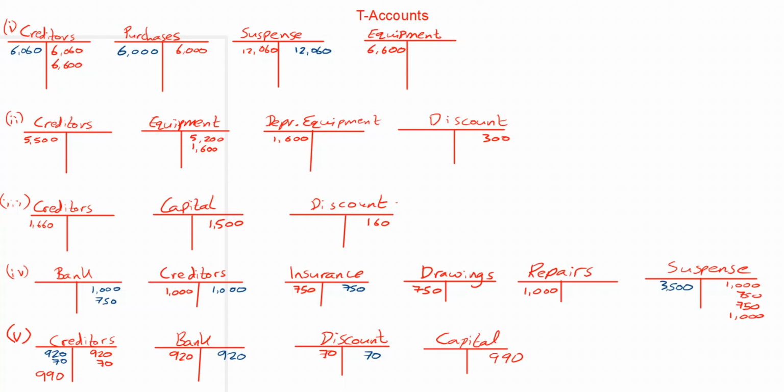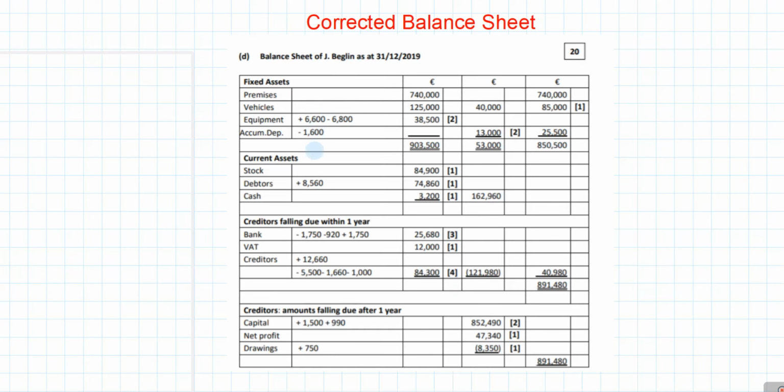And then we have depreciation of equipment. So equipment plus 6,600 from adjustment I, minus 6,800 from adjustment II, accumulated depreciation less 1,600. You could have them all in the same line if you wanted to. They just added it in there. Current assets, here that's very important, that comes from our suspense.